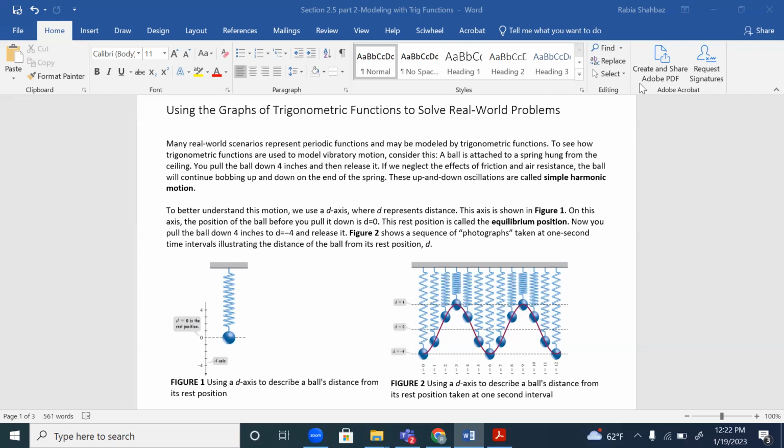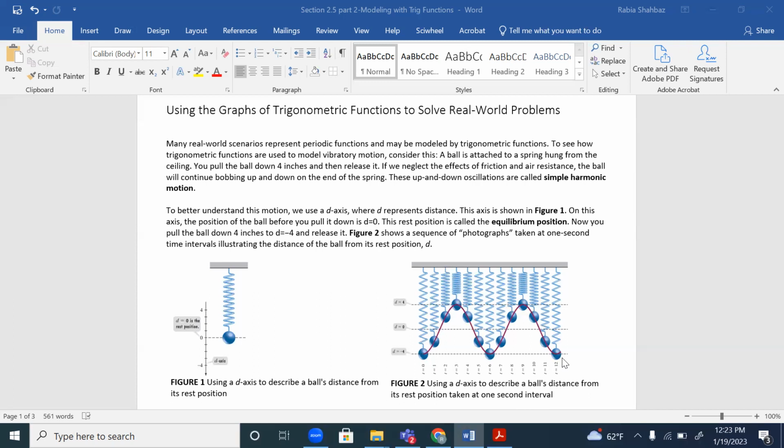So we're going to start off by looking at an example of a ball that is attached to a string. And if we pull that ball down, in this situation, we have pulled it down 4 inches from its rest position. If we release it, we know that it's going to oscillate up and down. Now, in a real situation, we know that due to air friction, the distance between the max and min will start to decrease, and those up and down movements are not going to remain the same. They will just get smaller and smaller, and eventually it will come back to its rest position. And that is more of a damped harmonic motion.